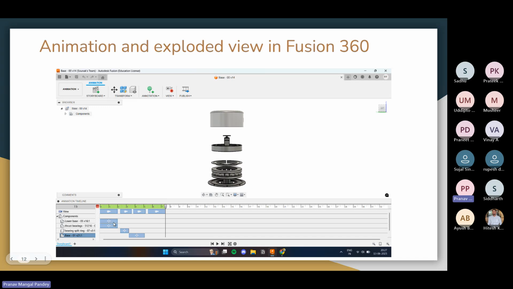Then you can increase or decrease the time it will take to completely move from the initial position to the final position. So this is what animation is all about. That is not a very big thing.